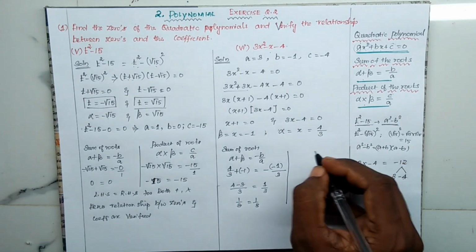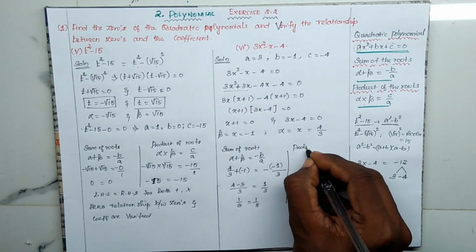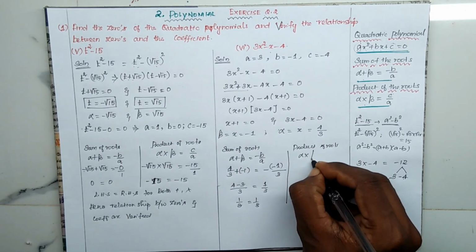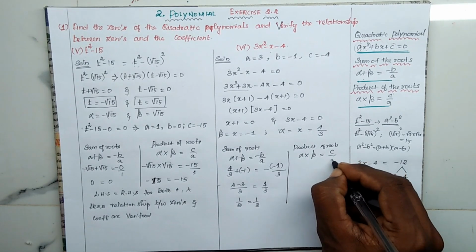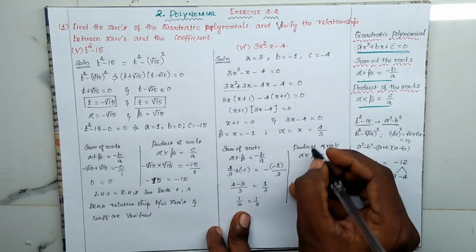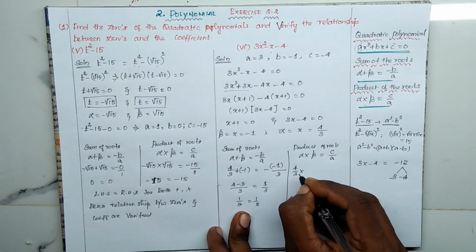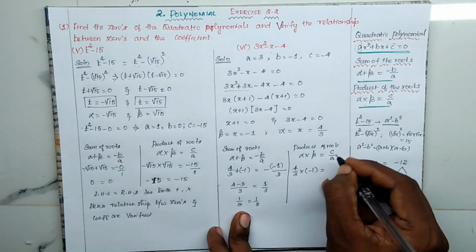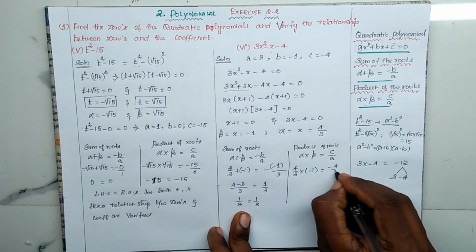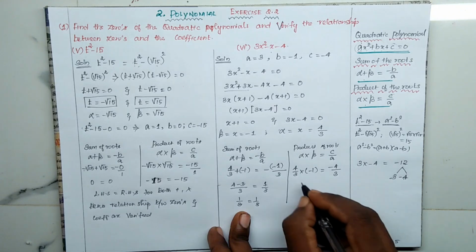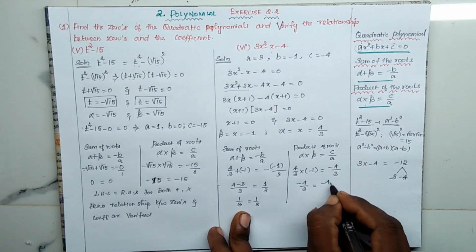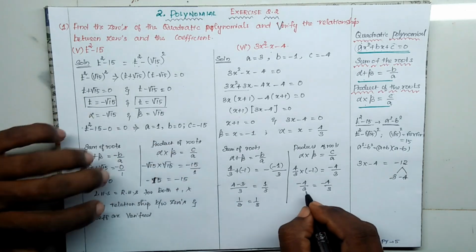Now go for the product of the roots. The product of the roots means alpha into beta, which we have to find and verify, that is equal to c divided by a. So alpha is 4 divided by 3, into beta which is minus 1, that is equal to c, which is minus 4, divided by a, which is 3. So 4 into minus 1 will become minus 4 divided by 3, and here minus 4 divided by 3. Now we are getting equal.